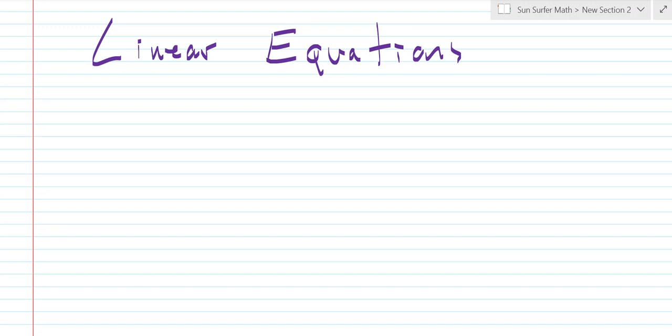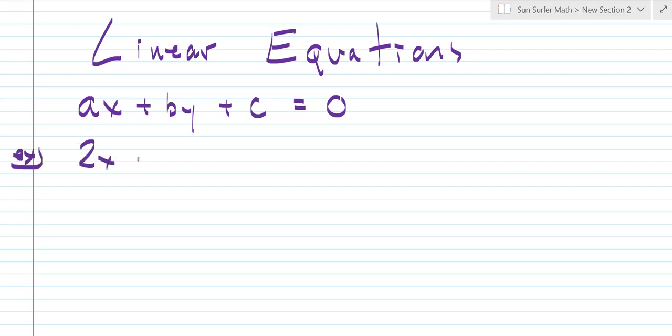In this video, I'm going to do a quick review of linear equations. A linear equation is any equation that can be written in the form ax plus by plus c equals 0, where x is raised to the first power and y is raised to the first power, always. A, b, and c are simply numbers or constants. So an example of a linear equation would be something like 2x plus 3y plus 9 equals 0.